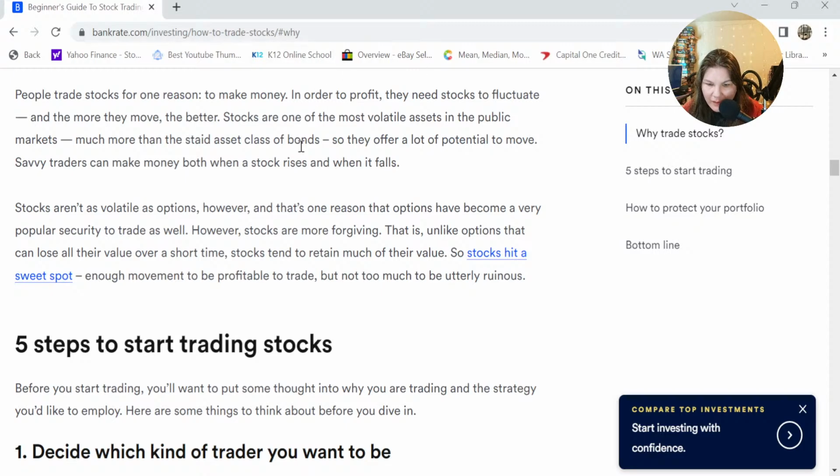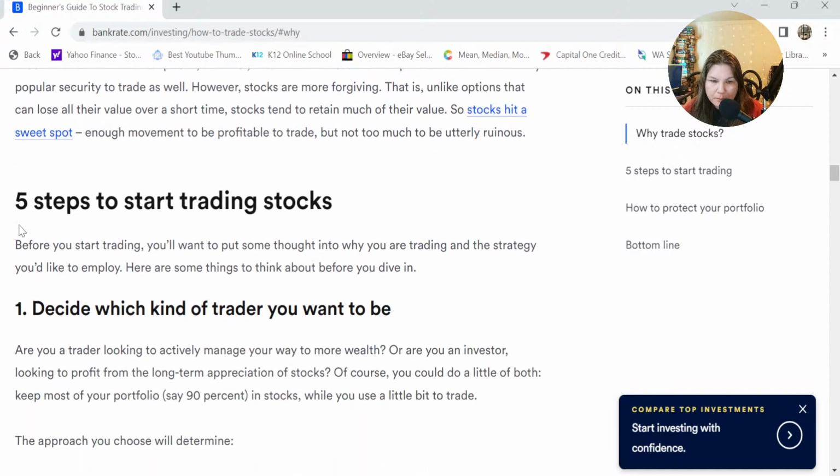But stocks versus bonds. So five steps to start trading stocks. Before you start trading, you'll want to put some thought into why you're trading and the strategy you'd like to employ. And those are what I talked about. There are lots of different strategies that they've made to predict the stock market.